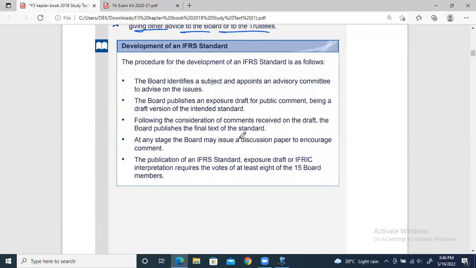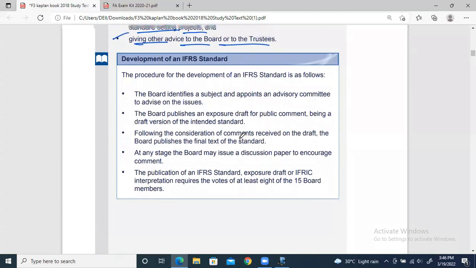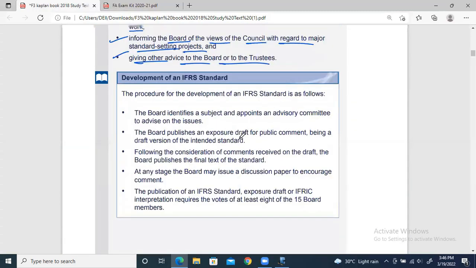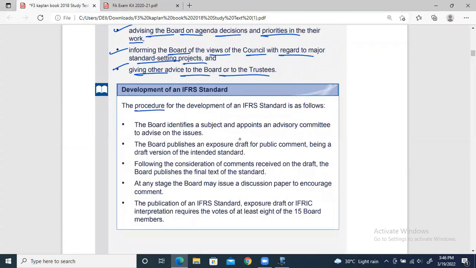Okay, now let's read how an IFRS standard is made, because this is also very important. The procedure is as follows. First of all, the board identifies a subject and appoints an advisory committee to advise on the issues. It happens in everything: first we have to find a topic. Even if we are talking with a friend, we need to talk with a new person, or with an already existing friend, and we need to first find a topic. So the same thing is happening over here.